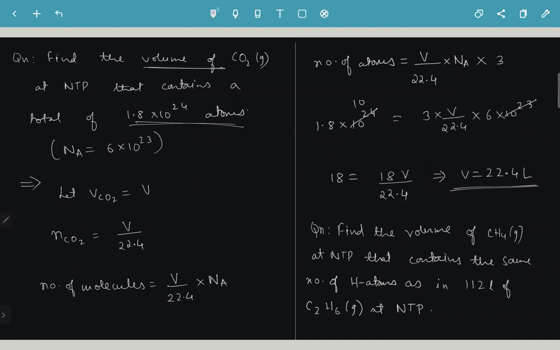Find the volume of CH4 at NTP that contains the same number of hydrogen atoms as in 112 liters of C2H6 at NTP. C2H6 is ethane gas and CH4 is methane gas. So find the volume of CH4 gas at NTP that contains the same number of hydrogen atoms as in 112 liters of C2H6 gas at NTP. Karo try.